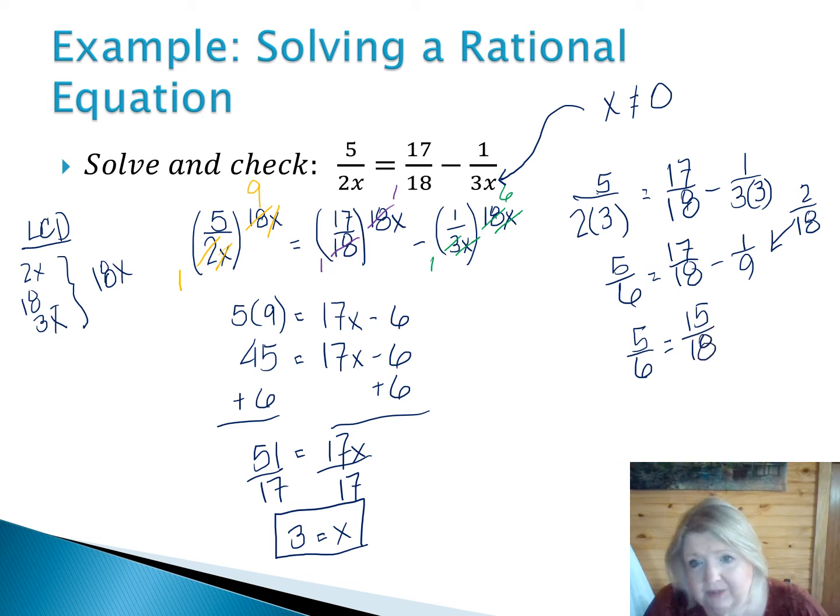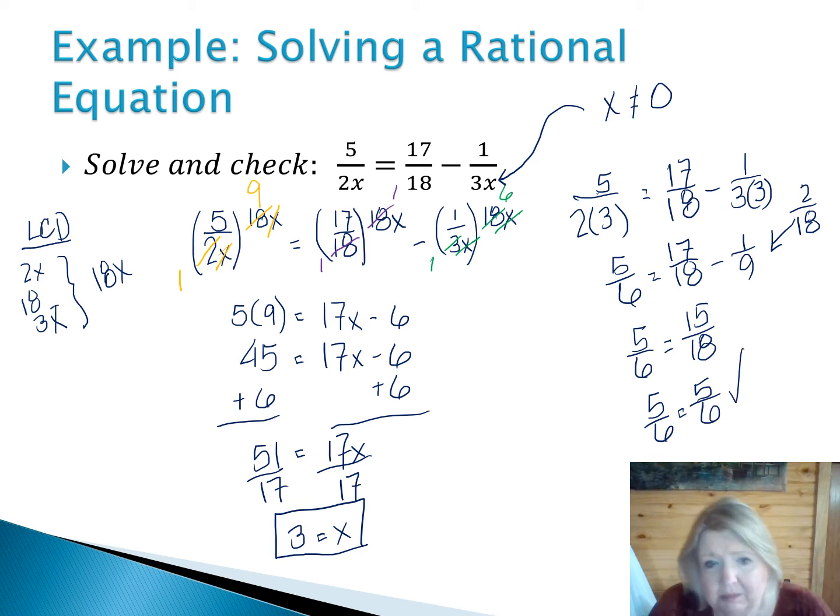15/18 has a common factor of 3 in the numerator and denominator, so I shall divide it out. 15 divided by 3 is 5. 18 divided by 3 is 6. I know that my x equals 3 was the correct answer.